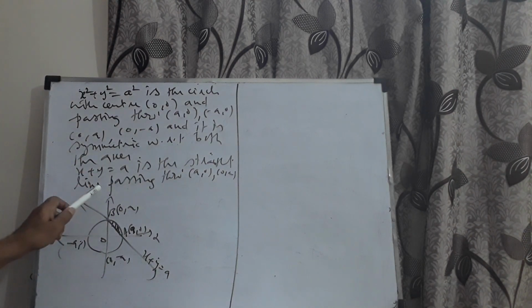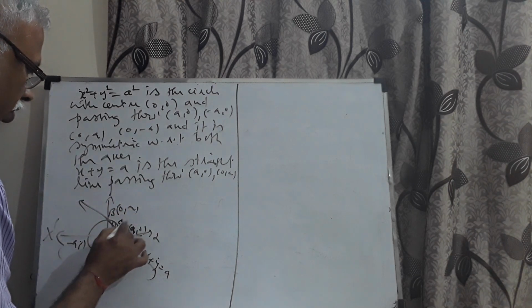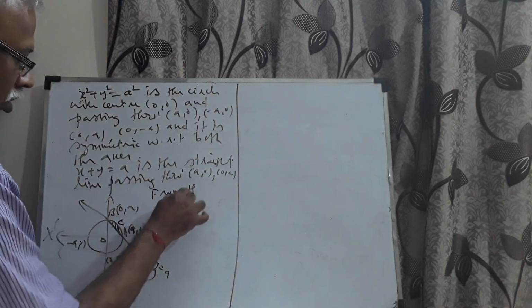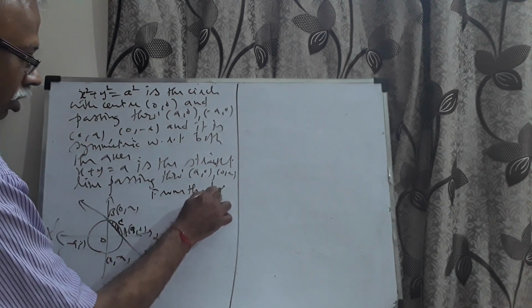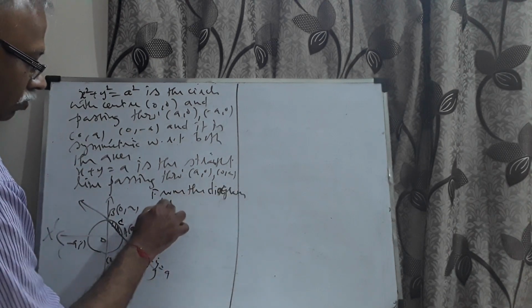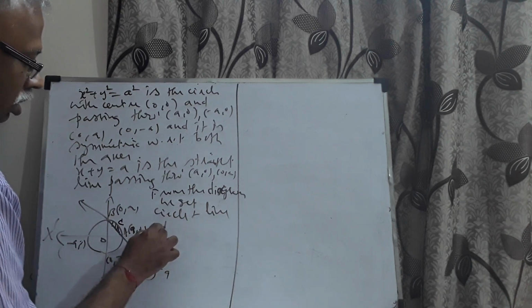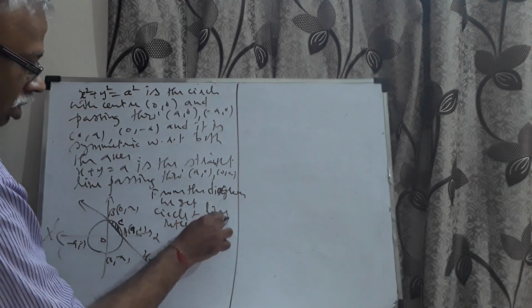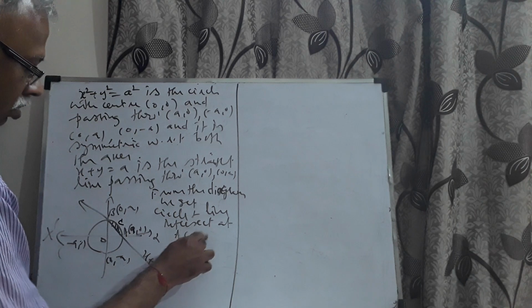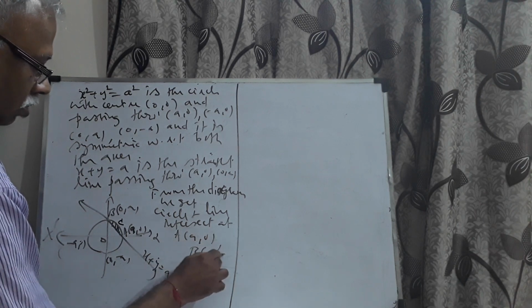Now, when y is 0, x is a. When x is 0, y is a. Therefore, it's a straight line passing through a, 0 and 0, a. Therefore, from the diagram, I will mark one more point over here, C. From the diagram, you need not solve. From the diagram itself, I'll be able to get: from the diagram, we get the circle and line intersect at A, a, 0 and B, 0, a. These are the 2 points of intersection of the given circle and the given line.